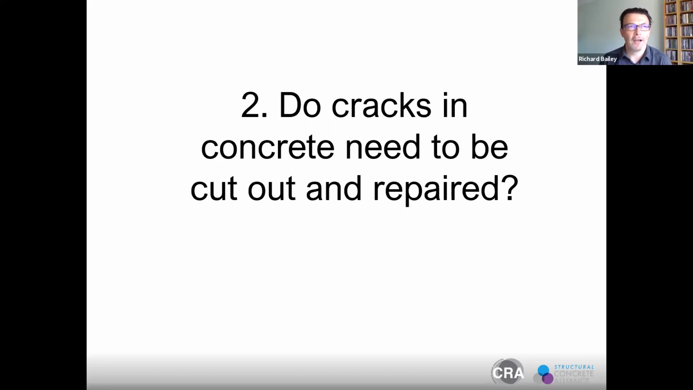Okay, yeah, I'll avoid the sales pitch, but the straight answer from me would be no, not necessarily. They don't have to be cut out and repaired. There's numerous types of resin injection techniques and products that are available to restore the integrity, strength, and durability.